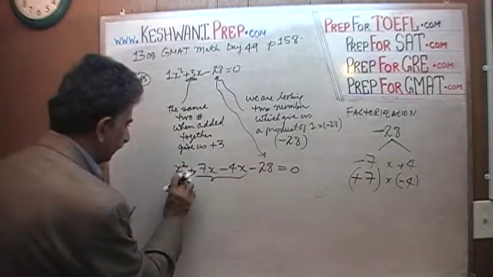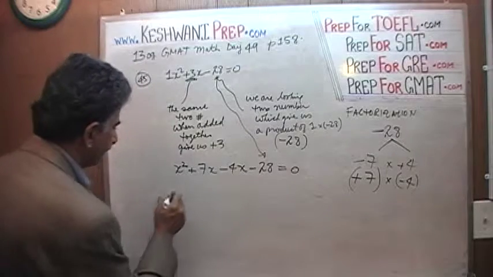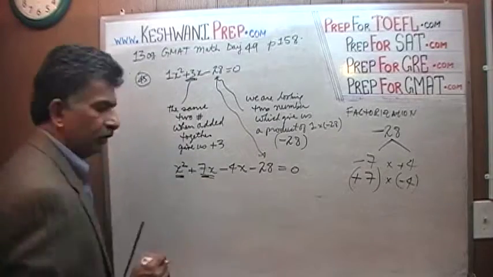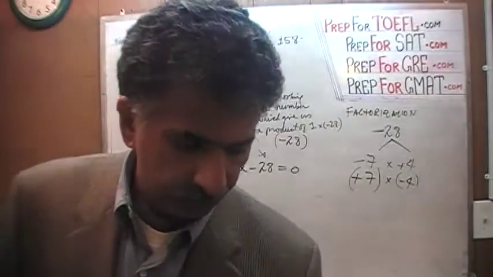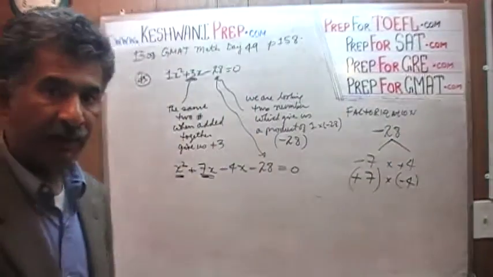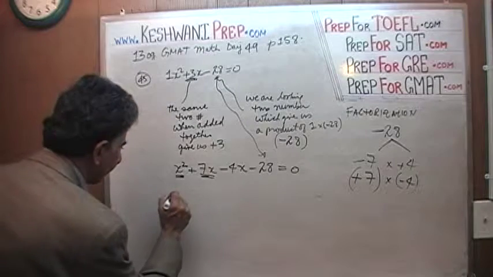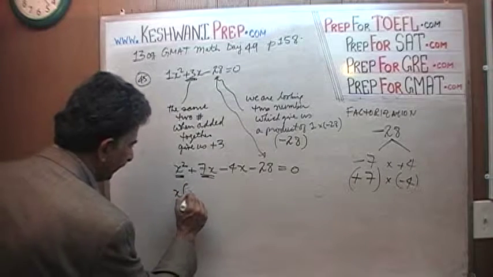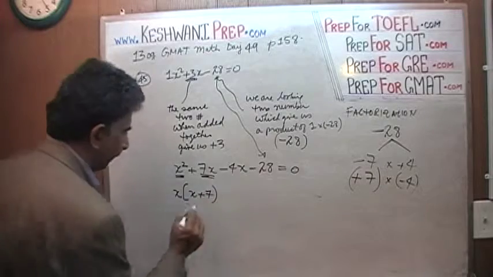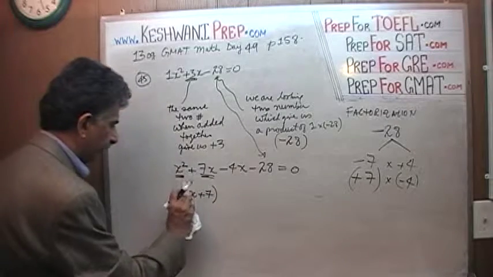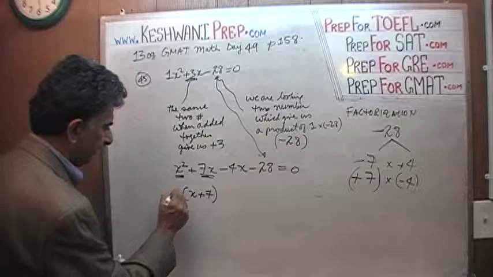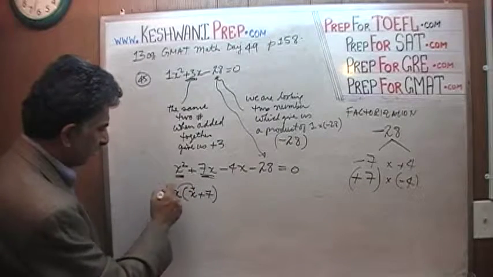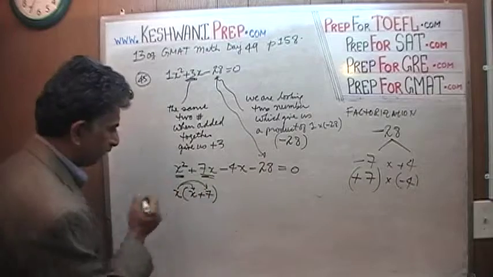Now, let's look at these two terms, this term and this term. Do you find anything common in these two terms? Is there anything at all that is a common factor? Yes, the common factor is x. This is x squared, this is 7x. Let's take out the x. So we have x plus 7 left over. And as you can see, if you were to open the parentheses, we will get back our x squared and we'll get back our 7x. That's where it comes from.